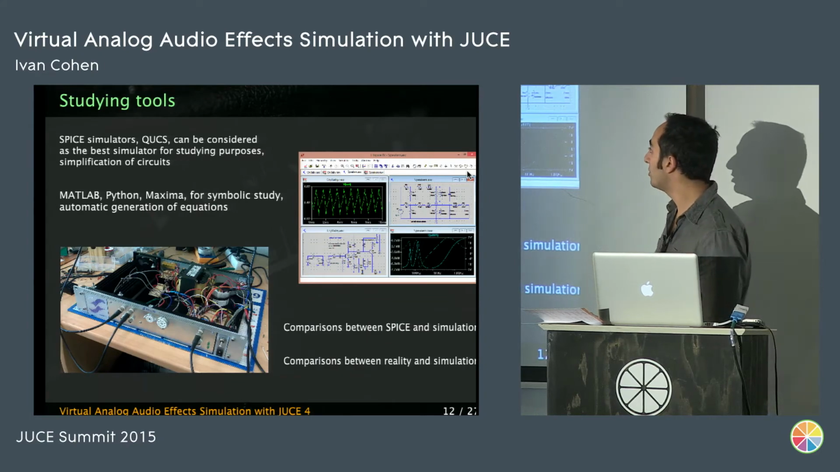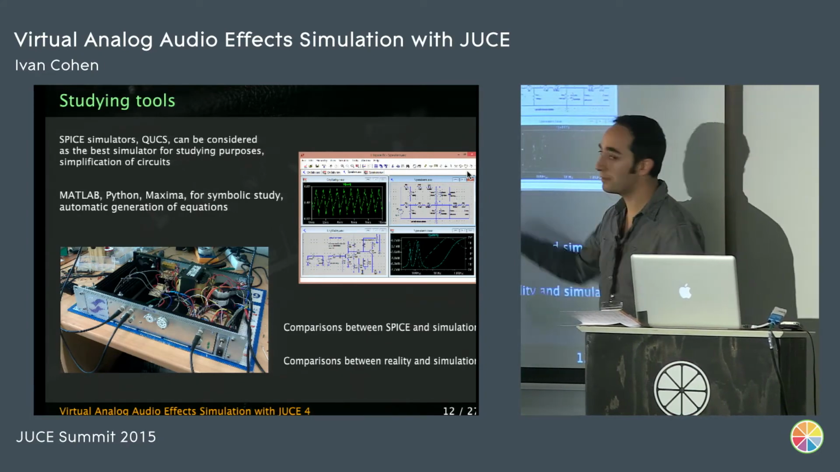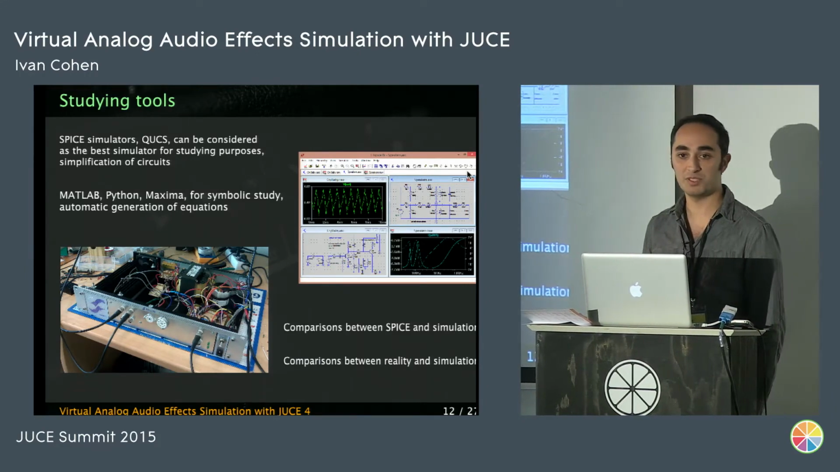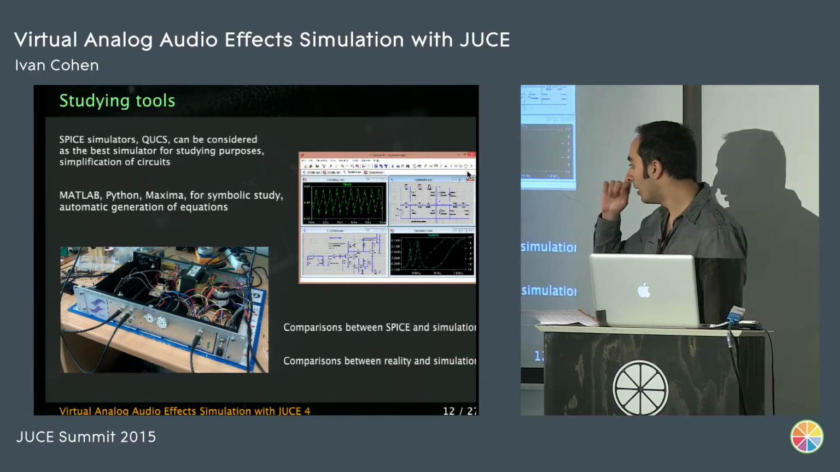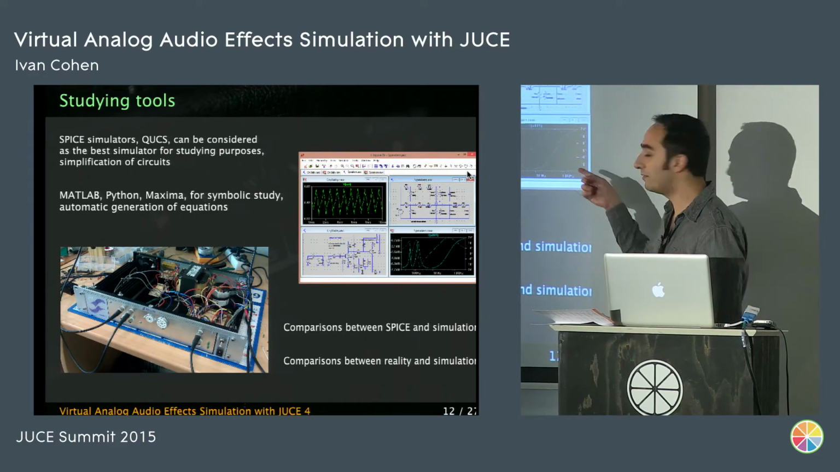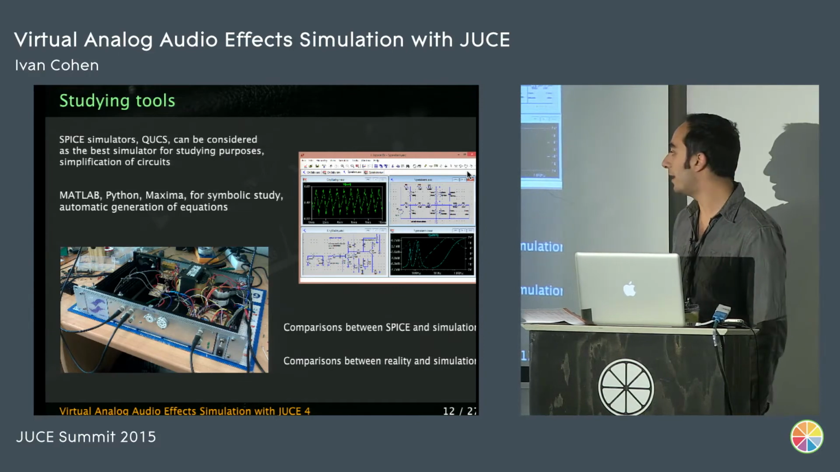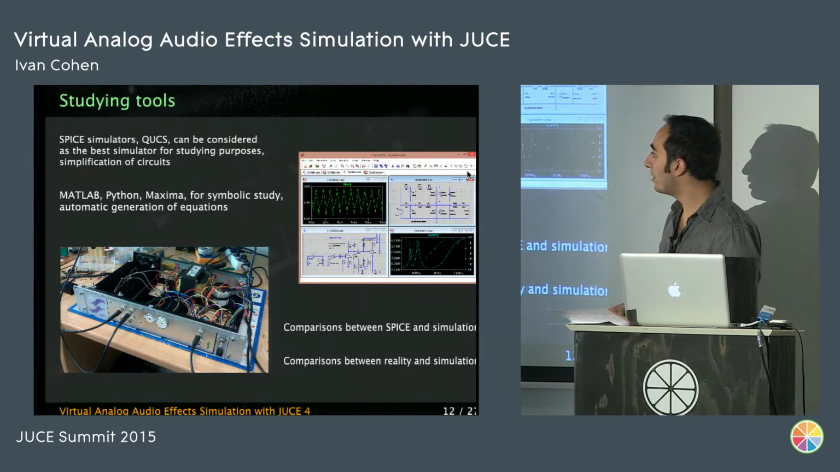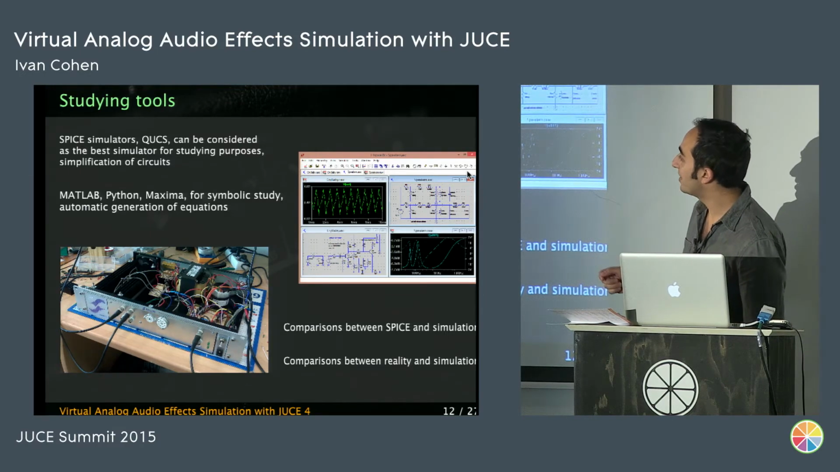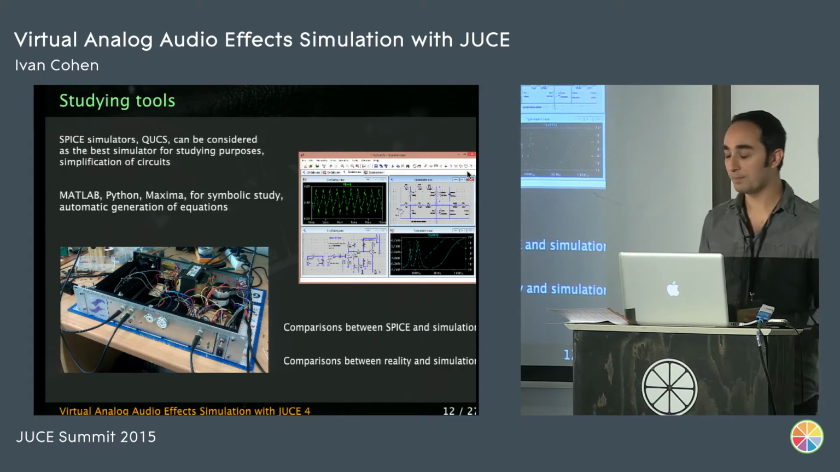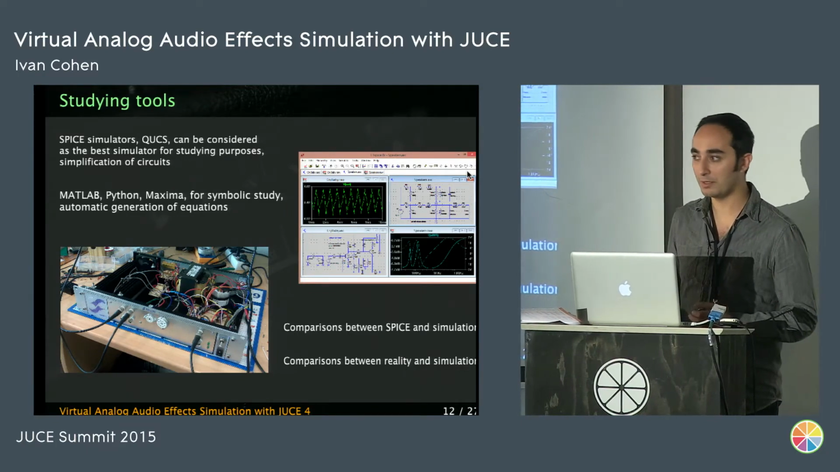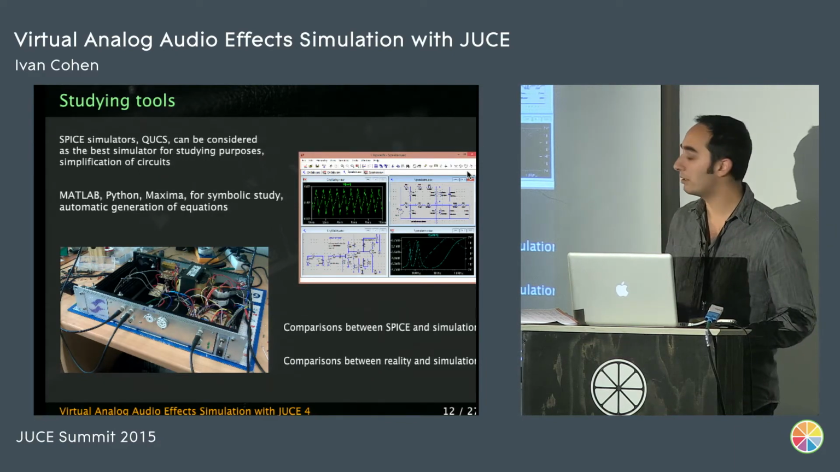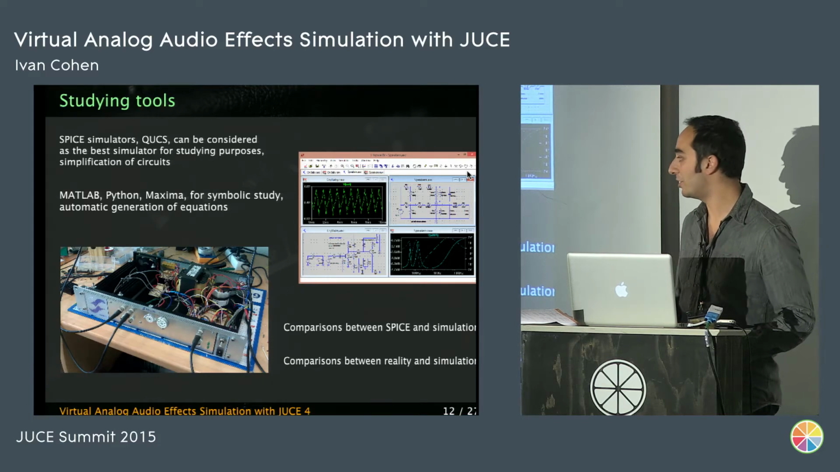So it's a good idea to start by doing some study, for example, with SPICE simulators in general. You can just draw the circuit here. You can send all the signals you want inside your circuit, and you will get an output simulated in the best way possible. You can even send some wave files with a software called LTspice, which is very useful. And you can also use software like MATLAB, Python, or Maxima for what I call symbolic study. So you can debug everything you do in the process, from the generation of equations to the simulation.